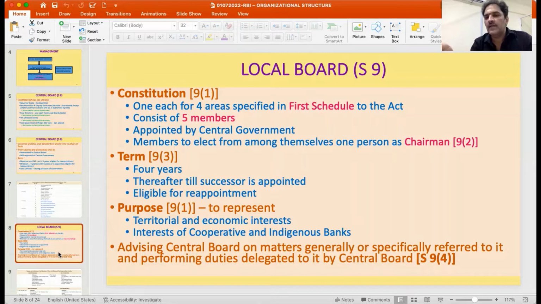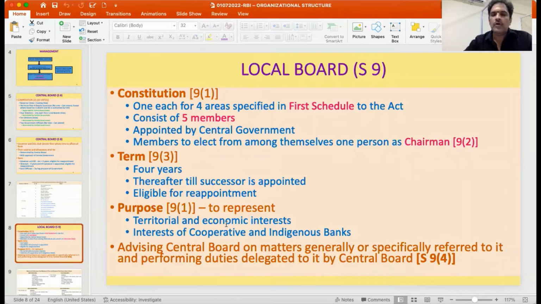But it is not necessary that this person who is elected to be a chairman will be sitting in the central board. The person who could be sitting in the central board could be a different person as well. Then the term of the local board members is 4 years. They can continue in the office till the successor is appointed, and they are also eligible for reappointment.